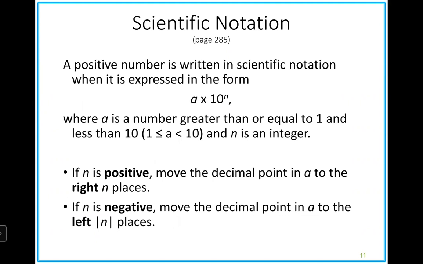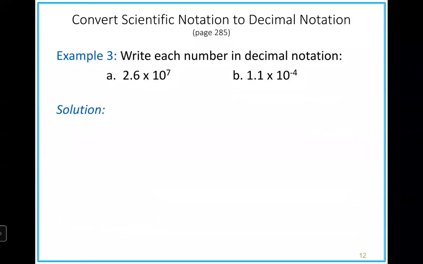And of course, you should remember this symbol here, absolute value. Absolute value refers to the number of places you have to move. So absolute value is always positive. So even though the power may be negative, we are moving based on the absolute value of that negative exponent. And so this will make more sense when we look at an example. So in this example 3, you're given two numbers to write in decimal notation.